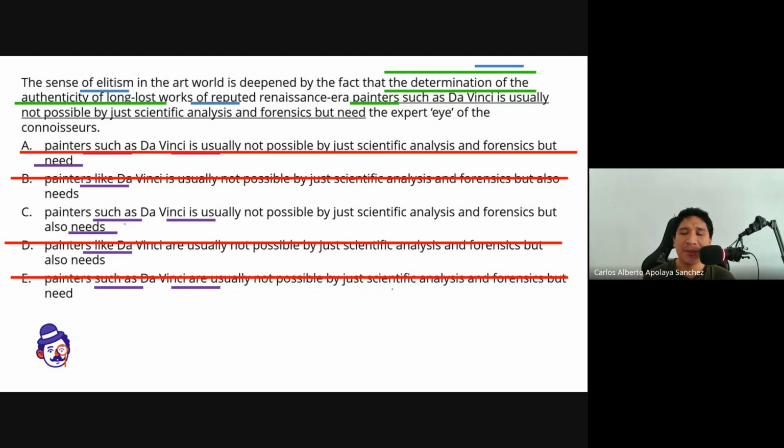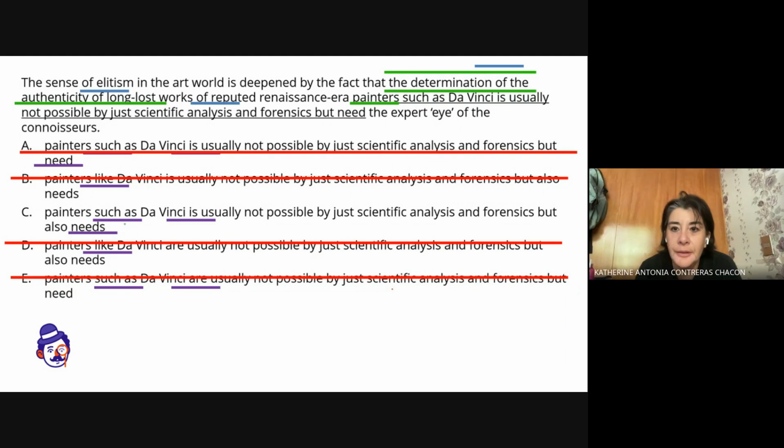And then I was thinking about this because there was a book and I read about this. Is it correct to use more than three prepositions in the same sentence, like "the determination of the authenticity of love's work of reputed Renaissance era painter"? Remember that nobody has said that it is correct or not correct to use more than three or four prepositions. It doesn't matter. You can use five if you want. Some people say no, you can't use more than three or four prepositions because it's not correct. But that's not true. It's not common, but it doesn't mean that it's incorrect.